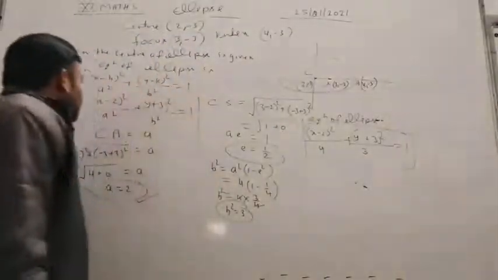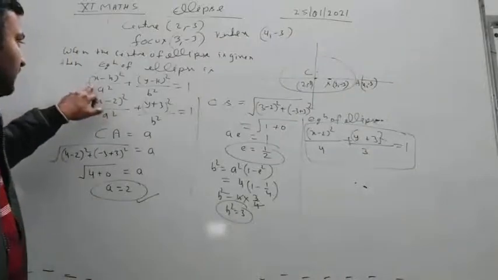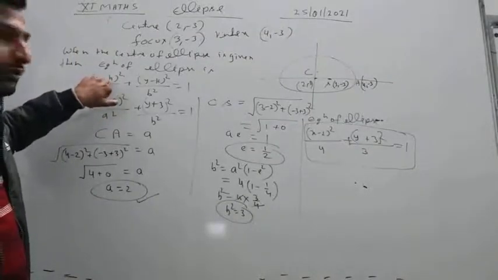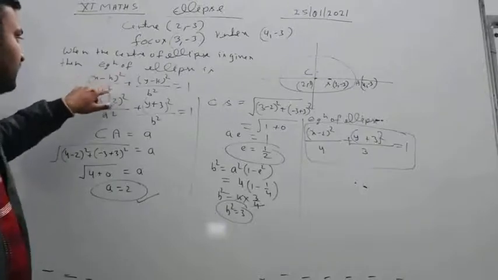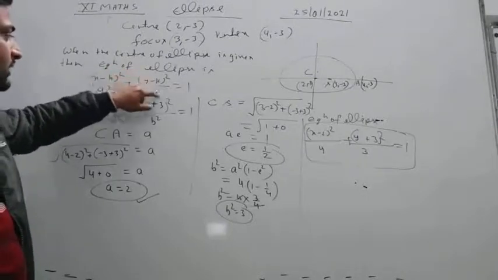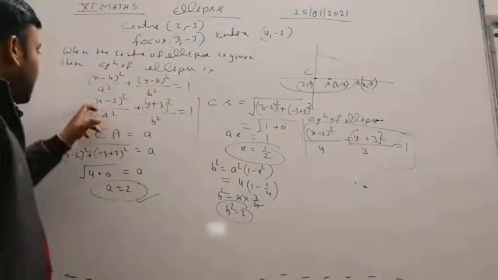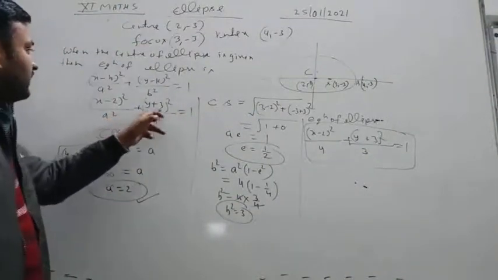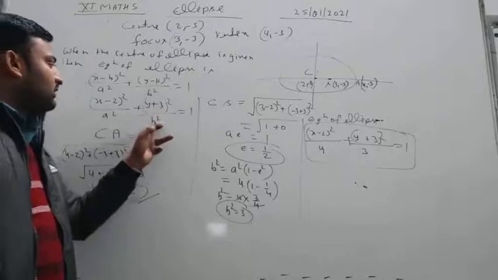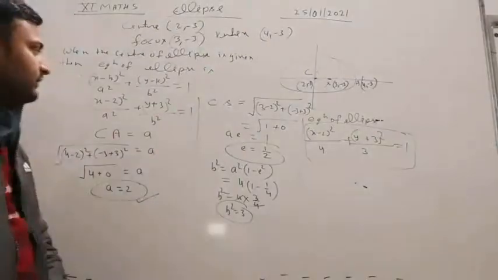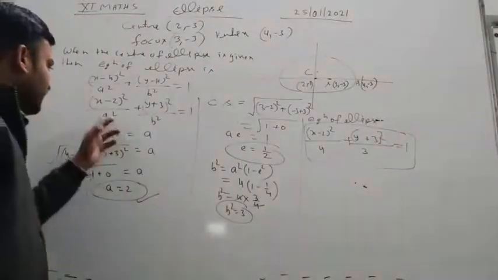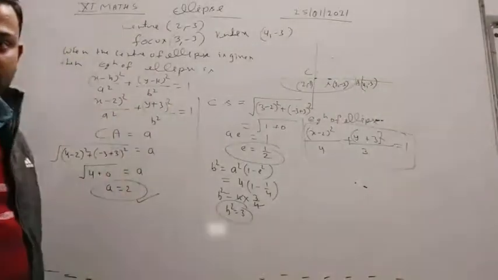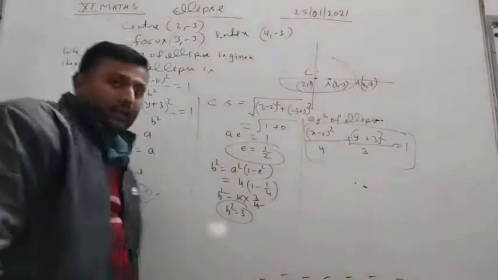Okay students, so we will write the equation of ellipse when the center is mentioned. Okay, so (x minus h) whole square by a square plus (y minus k) whole square by b square is equal to 1. So (x minus 2) whole square by a square plus (y plus 3) whole square by b square is equal to 1. Now student, our target is to find out a and b, and we will put a and b then we get the equation of ellipse which is passing through the center (2, minus 3).